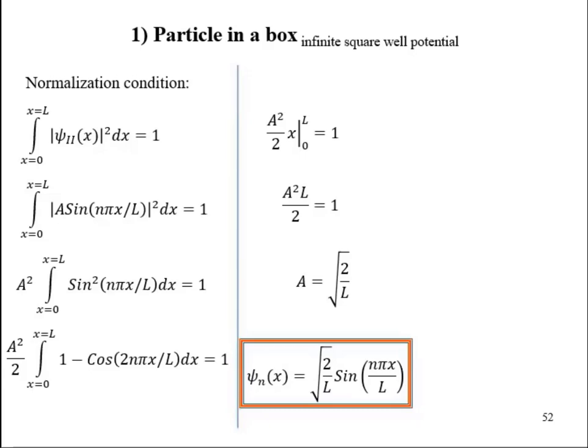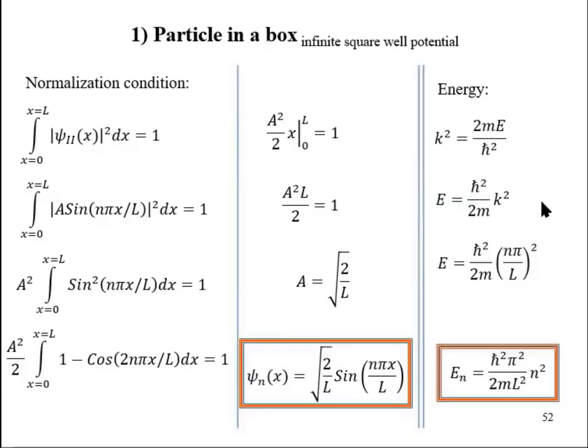The energy of the particle can be found using k like this, and it comes out to be this. We see the energy of a particle is different for different values of n. N is known as the principal quantum number. Different values of n signify different states of the particle. N equal to 1 is known as the ground state of the particle, and n greater than 1 are the excited states of the particle. So the particle may have different energies corresponding to different states.